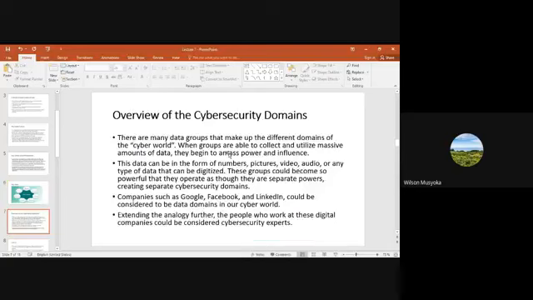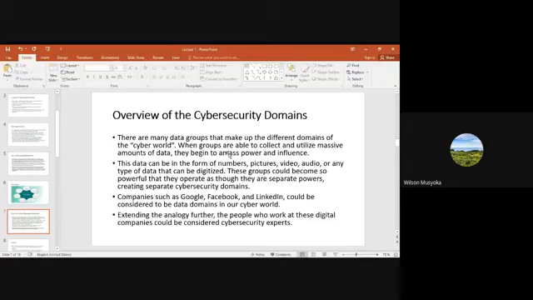Then let us look at these cyber security domains, because as data is being collected, it has been growing, and organizations have come up to be able to provide users or customers with platforms on which they can perform different activities. Think of companies like Google, Facebook, LinkedIn. They have created data domains in our cyber world.